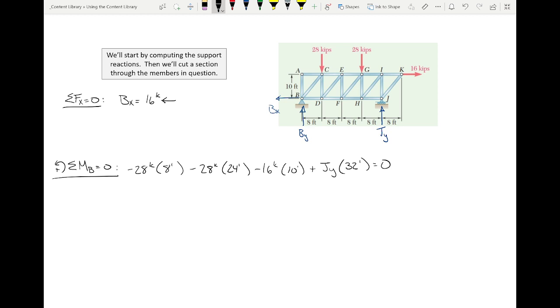All right. Okay. So let's do some math here. So what do we got? 28 times 8 is 224. That's 672. That's 160. So 224, 672, and 160. Add that up, and we got 1056 or negative 1056 foot kips equals negative JY times 32, or JY is positive 33 kips.